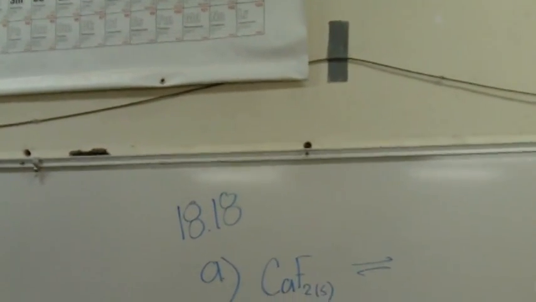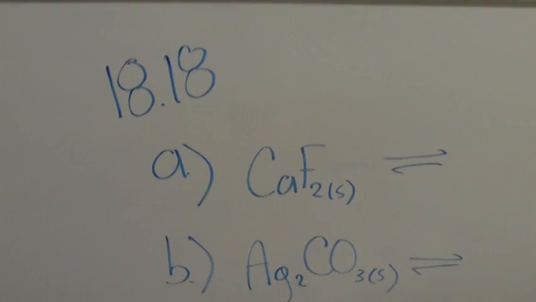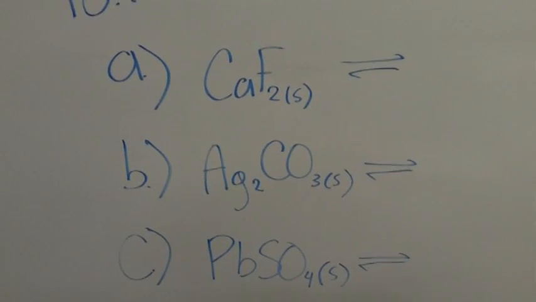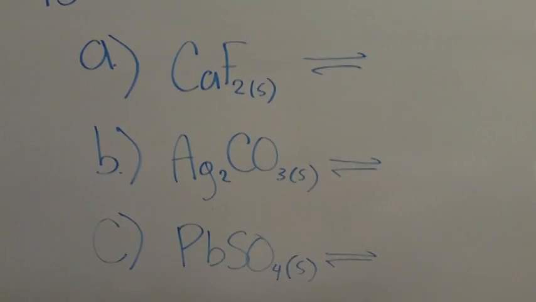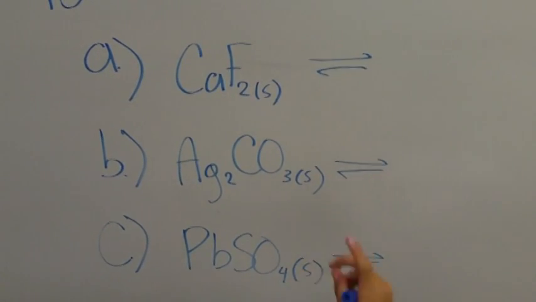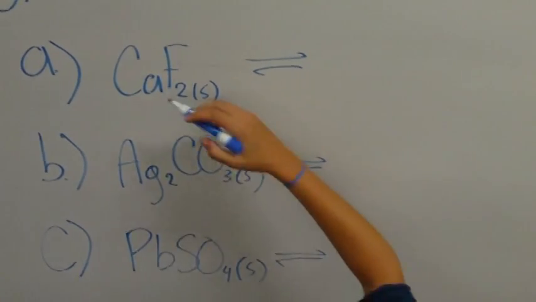Okay everyone, we are working in chapter 18 now. This is number 18.18, so it's write the solubility product constant, which is KSP, expressions for each of the following compounds. So what we first need to do is write out the reaction for each of these compounds when it dissociates in water, because they're soluble. So they're just going to break up into their ions.